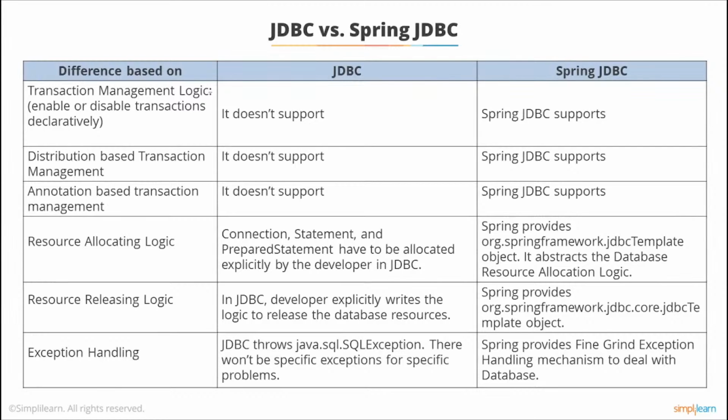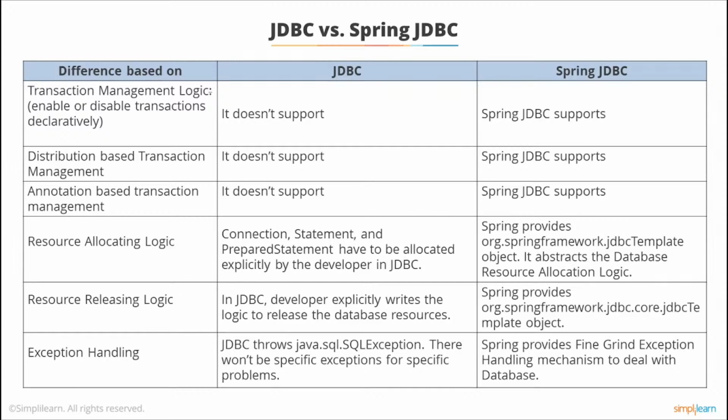The difference between JDBC and Spring JDBC, based on first, transaction management. JDBC doesn't support to enable and disable transactions declaratively, whereas Spring JDBC supports. Distributed transaction management, Spring JDBC has support for it. Annotation based transaction management, Spring JDBC has support.